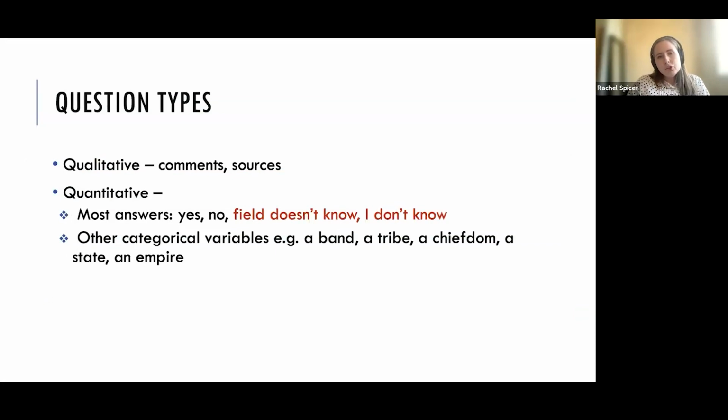So the majority of our questions are quantitative, with most questions being answerable with yes, no, field doesn't know, or I don't know. But there are some questions with other categorical variables, and there are some questions with qualitative answers such as yes, specify, or other, specify, where the expert must give a qualitative answer if they answer that question.